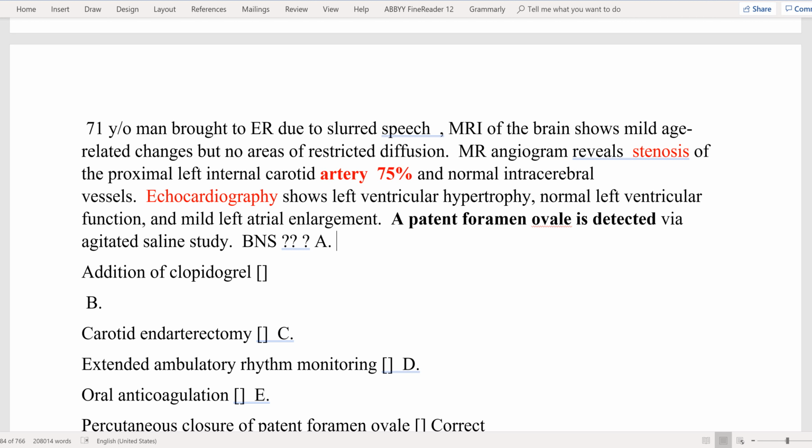Okay. So this patient presented with slurred speech and stenosis. This high grade, 70 to 99, is very high grade stenosis. So the best thing is that we do endarterectomy because it's symptomatic. So why not the other ones? You want to comment on the other ones?